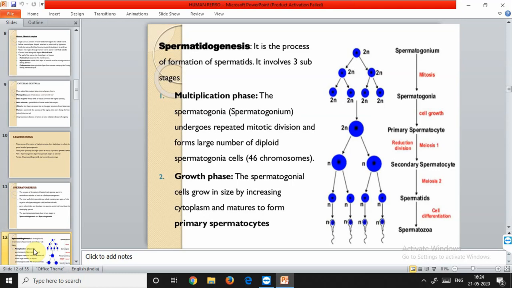So the primary germ cells divide mitotically, and the cells produced after the final mitotic divisions are known as the spermatogonia. After the multiplication phase, the spermatogonia repeat one mitotic division after another. The cells produced are called spermatogonia, or the sperm mother cells.